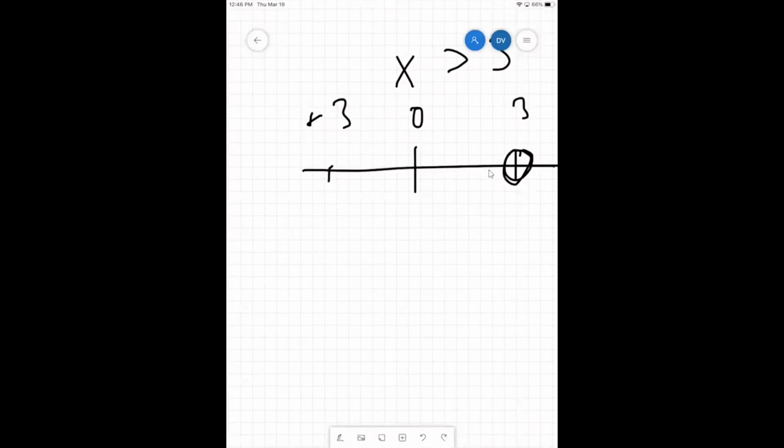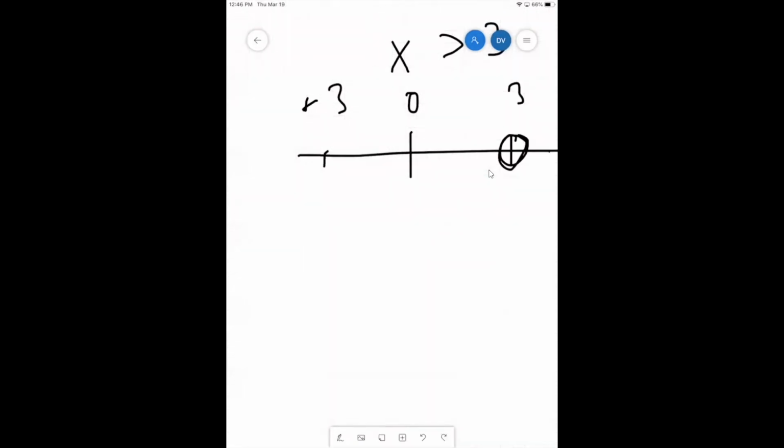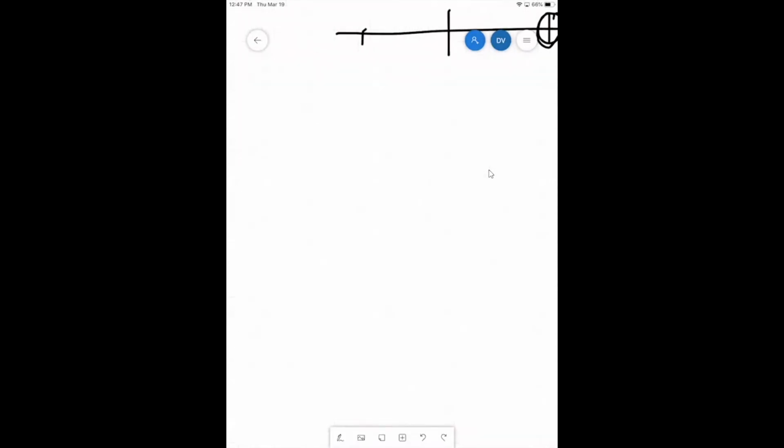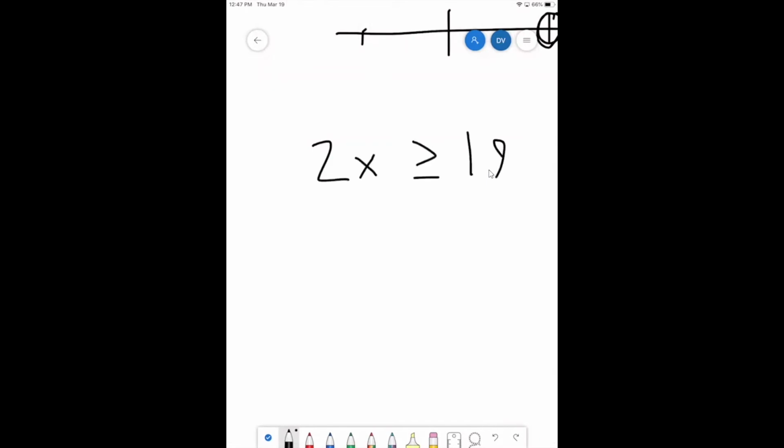Another example of this, maybe we're just going to use division, like I mentioned earlier. So if we do 2x is greater than or equal to 18, again, we want our variable by itself, so we're going to divide by 2. That's going to cancel out. x is greater than or equal to 18 divided by 2, which is 9.